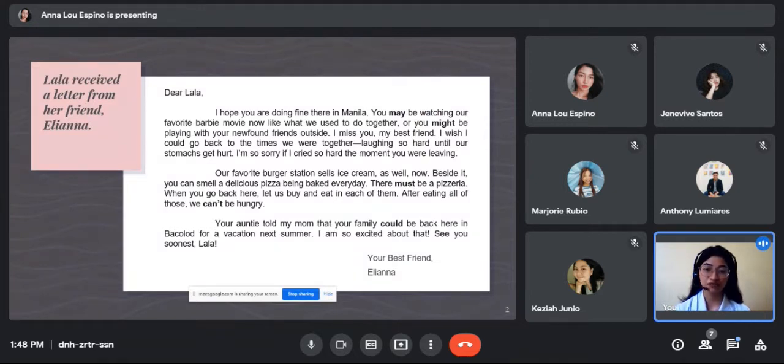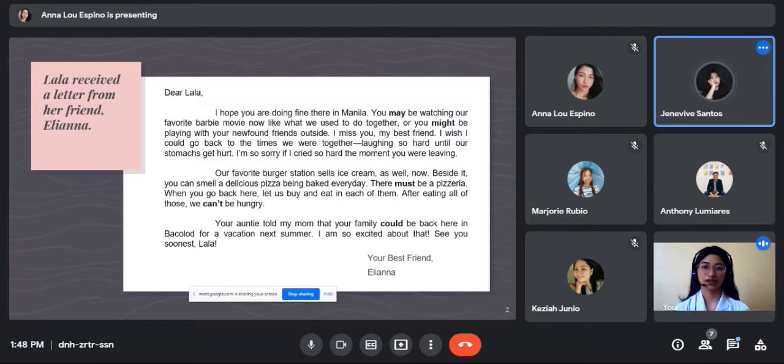So let's start with reading this letter that Lala received from her best friend, Eliana. Anyone to read? Yes, Viv. Can you please read the letter? Yes, ma'am. Okay, good.